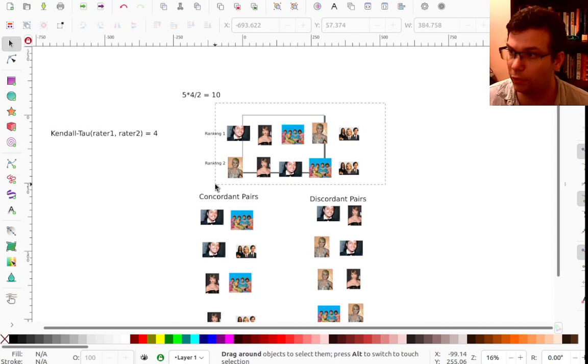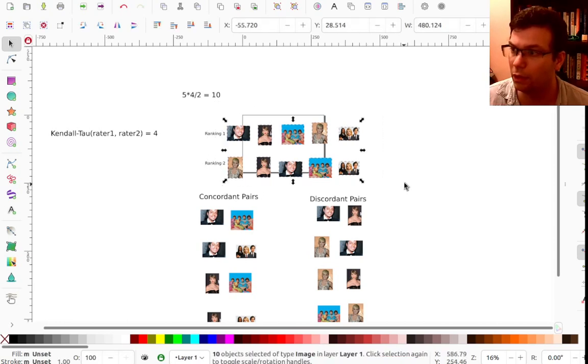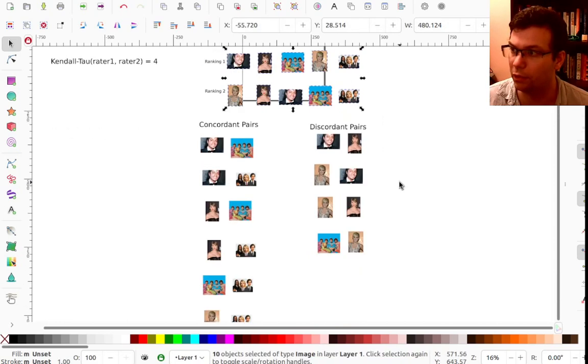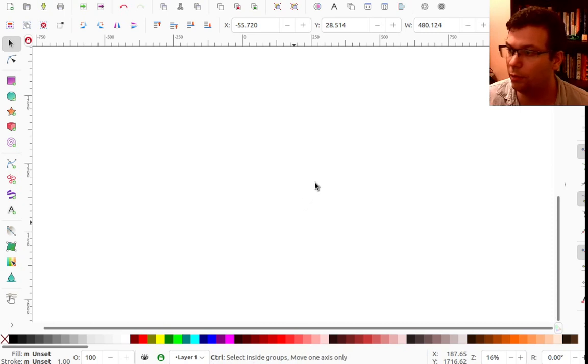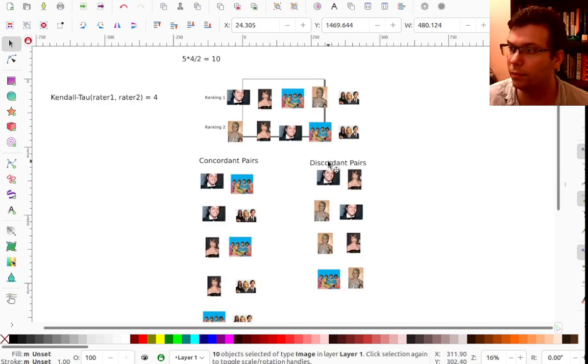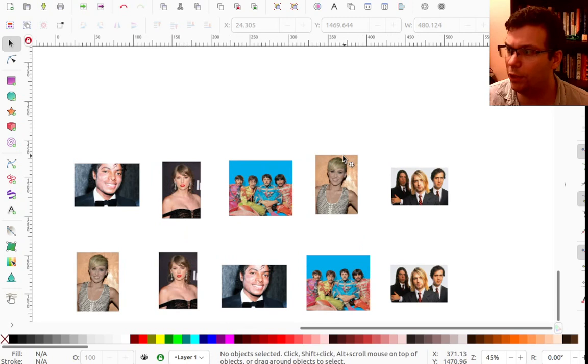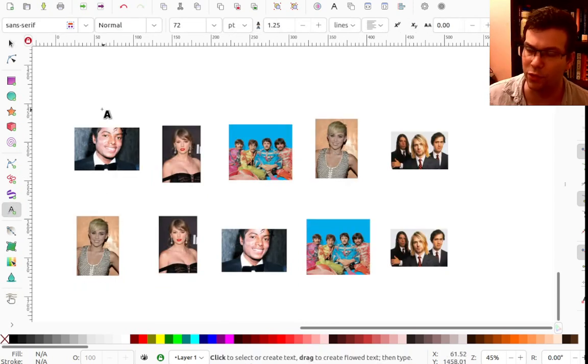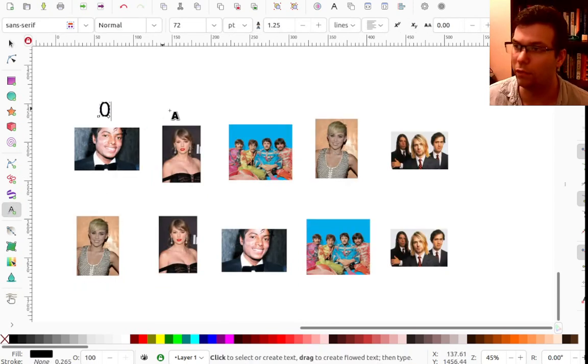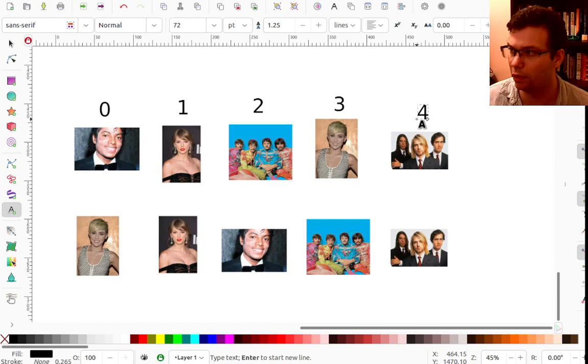So in this example, let's look at these. Supposedly there are 4 discordant pairs. Let me copy the rankings down here. And what I'm going to do is assign a number to each one of these. So I'll make Michael Jackson 0, I'll make Taylor Swift 1, I'll make the Beatles 2, I'll make Miley Cyrus 3, and I'll make Nirvana 4.